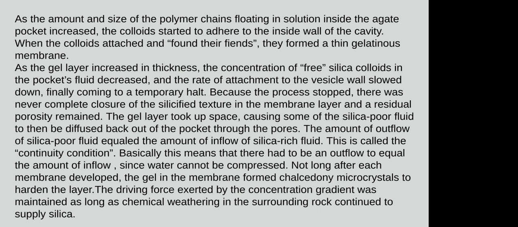When the colloids attached and found their friends, they formed a thin gelatinous membrane. As the layer increased in thickness, the concentration of free silica colloids in the pocket's fluid decreased. The rate of attachment to the vesicle wall slowed down, finally coming to a temporary halt. Because the process stopped, there was never complete closure of the solidified texture in the membrane layer, and a residual porosity remained. The gel layer took up space, causing some of the silica pore fluid to then be diffused back out of the pocket through the pores.